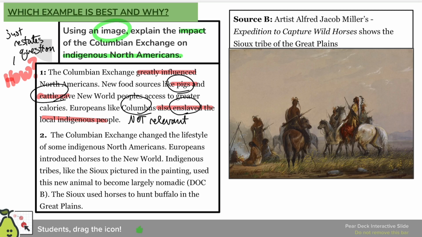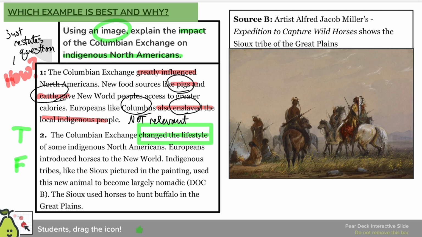Okay. Charity said 2 is better because it actually answers the question to a better extent and uses better evidence. So it's more specific, right? You don't want to be vague. In this statement, the Columbian Exchange changed the lifestyle of some indigenous North Americans. A change is an effect. So it's not just saying the Columbian Exchange did affect the Native Americans. It says how it affected. It changed the lifestyle. So that is our topic sentence.